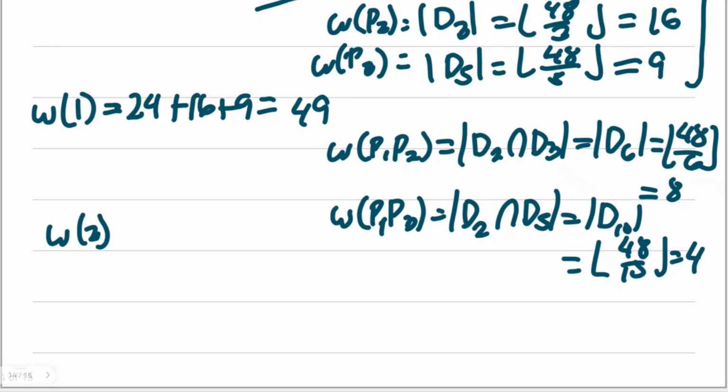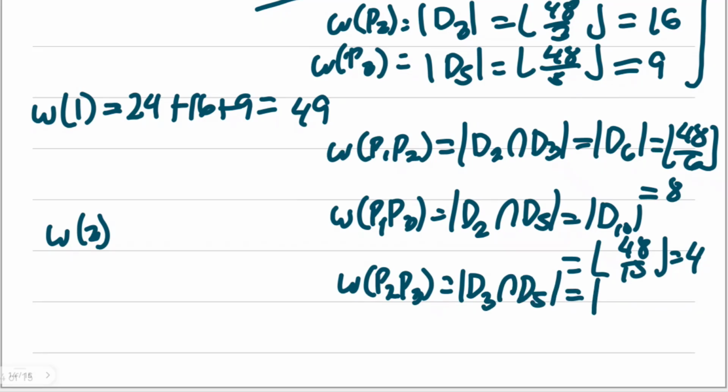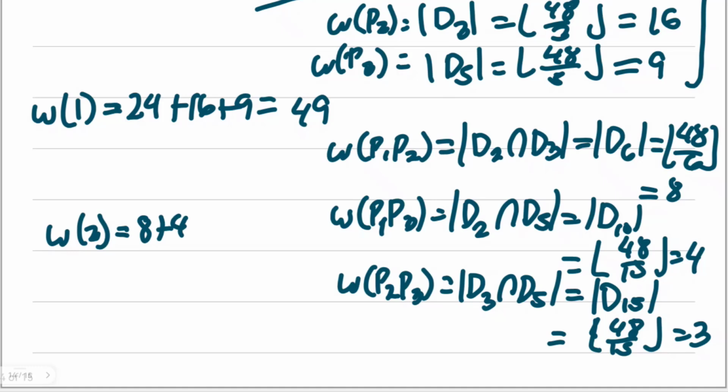Then you have here, for P sub 2 and P sub 3, D of 3 intersection divisibility by 5. So the cardinality for divisibility of 15. You have 48 and then 15. Obviously, that's actually a 3. So all of this will comprise the omega of 2. You have 8 plus 4 plus 3, which gives us 15.